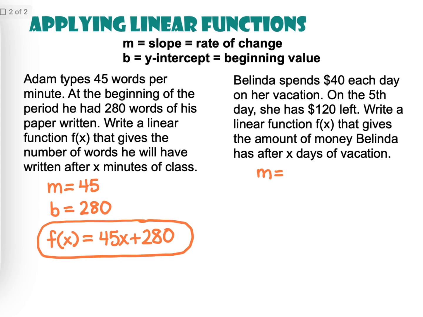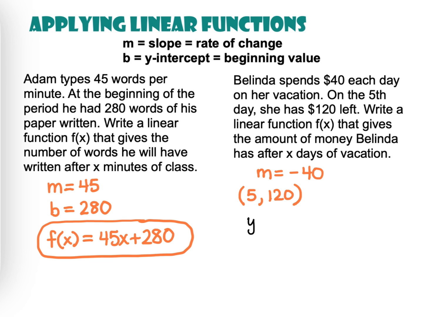Also, since she's spending that much, that's going to be a negative slope. She's going down by $40 every day. And they actually didn't tell us how much she started with, right? They told us by day 5, she was down to $120. They basically gave us an ordered pair. Do you remember how to handle that? How are we going to go back and backtrack and figure out how much money she had on day 0?